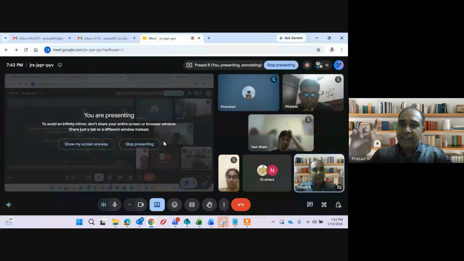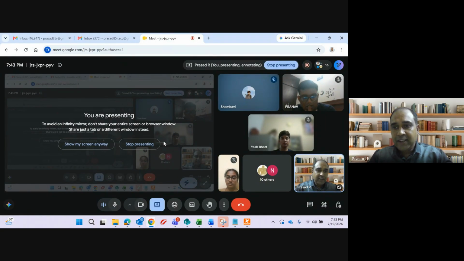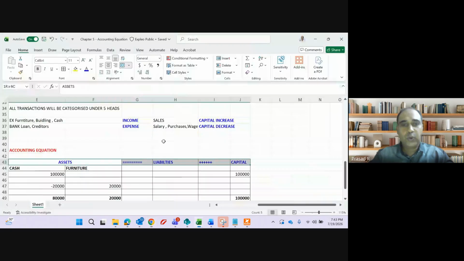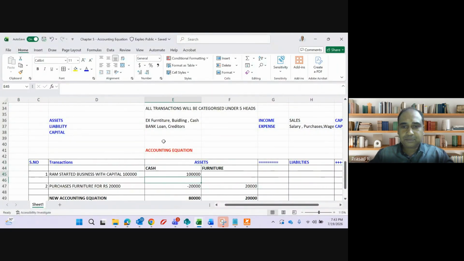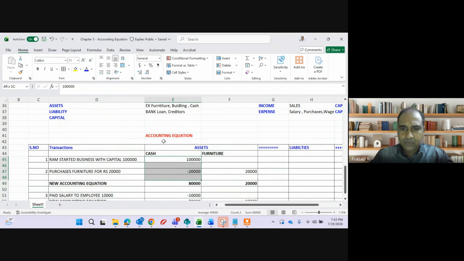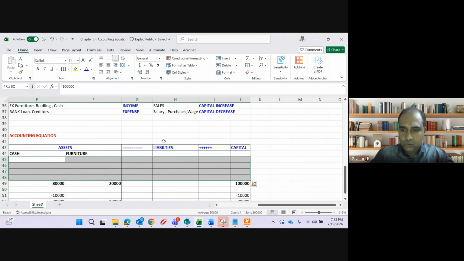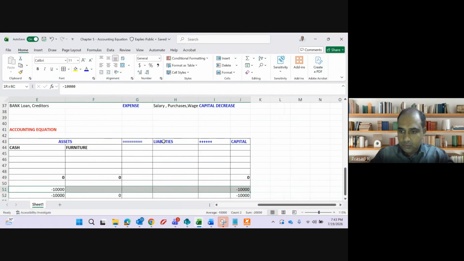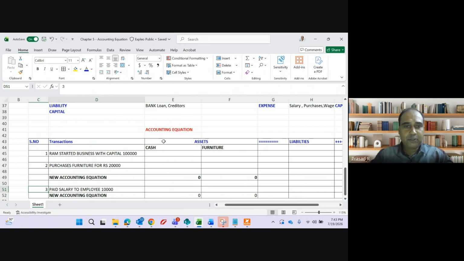So for every transaction, we have to identify whether it is impacting my assets, or my liabilities, or my capital. Clear? Now let us take the 3 examples I took in the last class. First, I will delete everything again so that we can redo it. Okay, 3 examples we took.